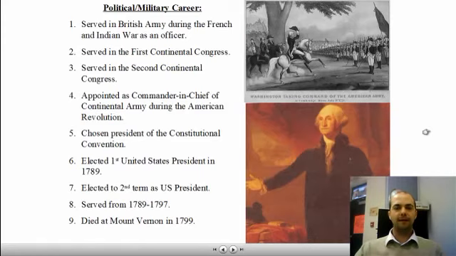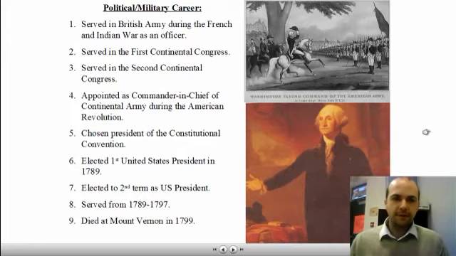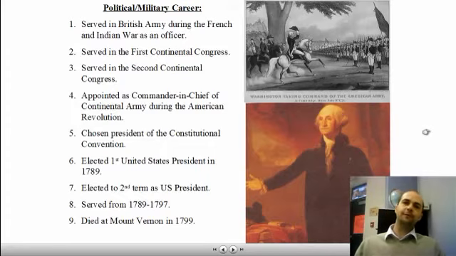His career began in the British Army. He was an Army officer during the French and Indian War, and after that he became more America-minded. He served in the First Continental Congress, so he protested against and tried to discuss with the British. He served in the Second Continental Congress. And then he was so well liked and such a natural leader that he was appointed as Commander-in-Chief of the Continental Army during the American Revolution.